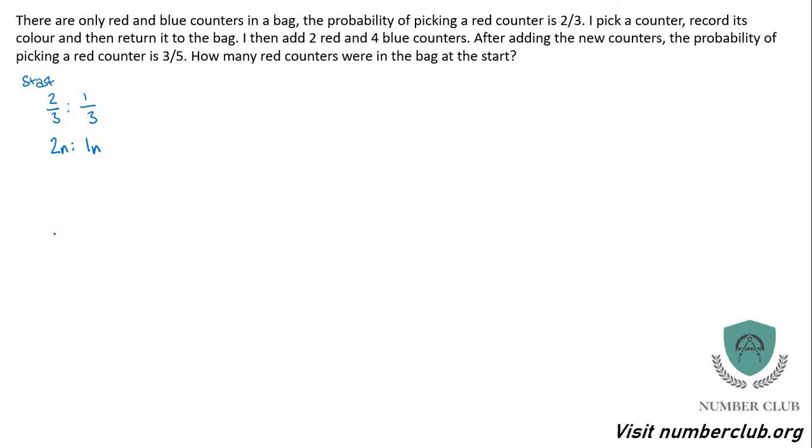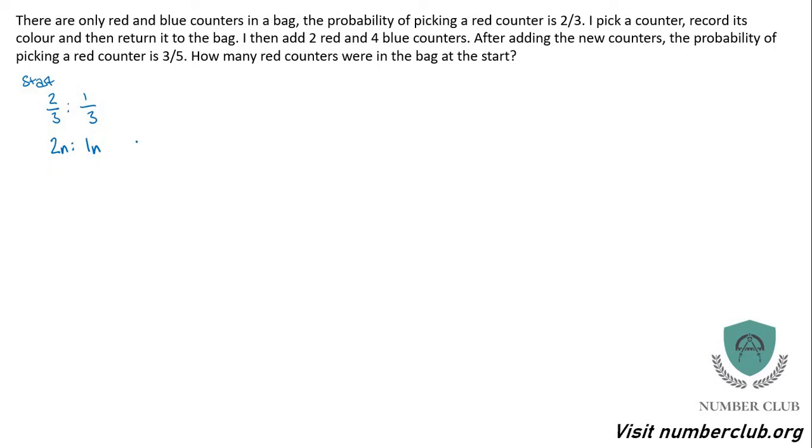So there might be, for example, 8 to 4. It might be 16 to 8. It might be 10 to 5. But that n gives us a chance to scale up, provided n's the same for both sides, which it obviously will be. Whatever value n is, provided it's a whole number as well, and it's a positive number, we should get a valid amount for 2 to 1. Okay. Then after that, we add 2 red and we add 4 blue counters.